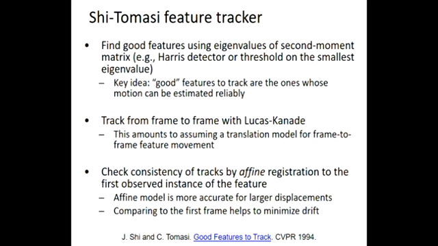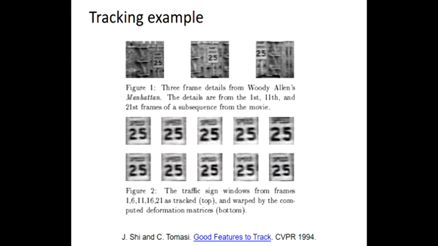And then the final step of this tracker, which is in the Good Features to Track paper, is that you check consistency of the tracks by doing an affine registration to the first observed instance, which I'll illustrate in a moment. Affine means that you're encoding translation, rotation, shear, and scale. This just helps you know if you've lost the track. If you try to match it back to your original frame and the appearances don't line up as well, that means that you've got a lot of drift. And then the affine matching can also help correct the location.